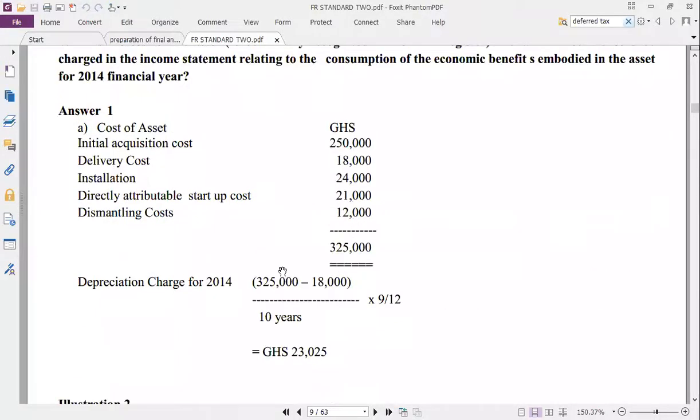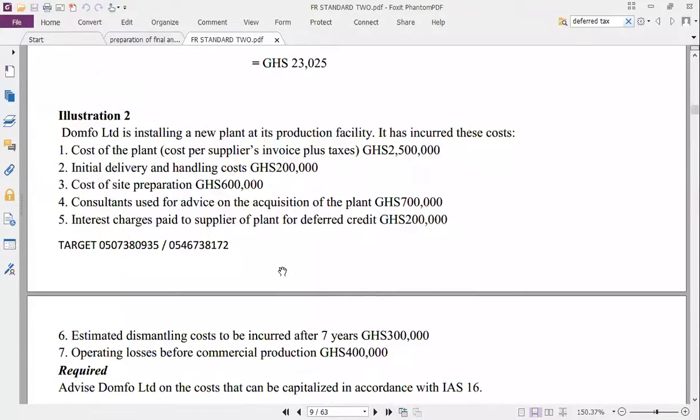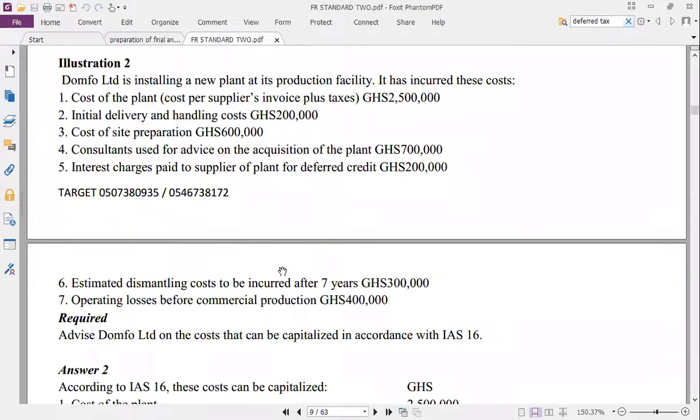So the next question says Donfor Limited is installing a new plant at its production facility. It has incurred this cost. One, cost of the plant. So cost per supplier's invoice plus what? Taxes. 2.5 million. Will it be part? Yes, that's the purchase price. Good. Initial delivery and handling cost, 200,000. Will it be part?